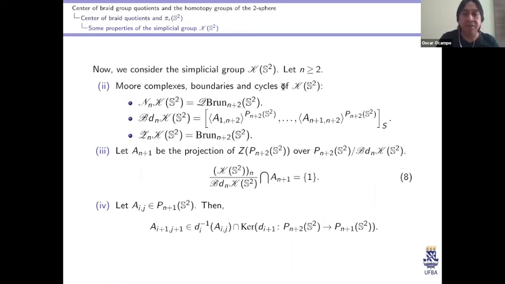We have here the description of the more complex boundaries and cycles. I want to note here that this description of the boundaries as symmetrical commutator subgroups was not given in the article from Bardakov, Mikhailov, Bellingeri, and Wu. So we obtained this description in our paper. And we have this kind of information.